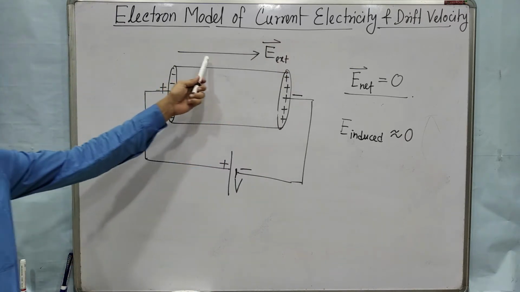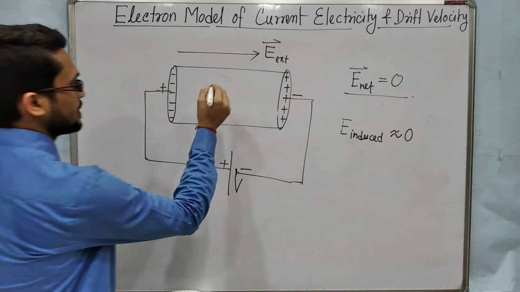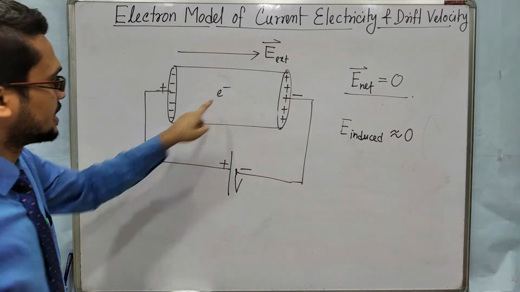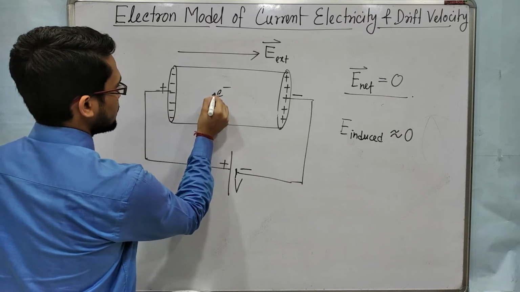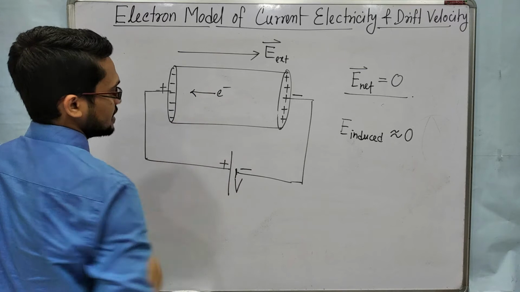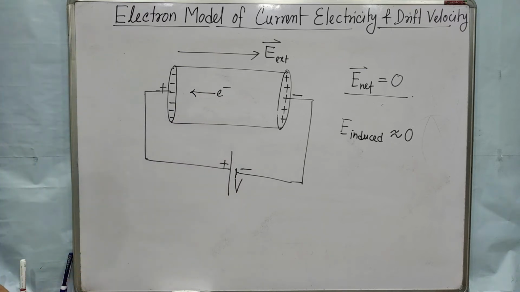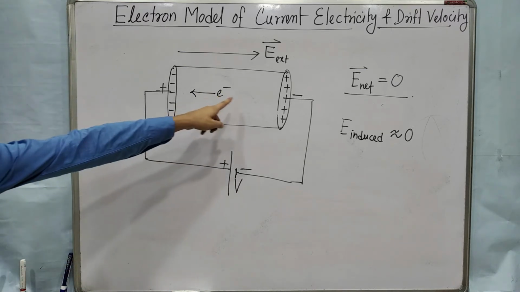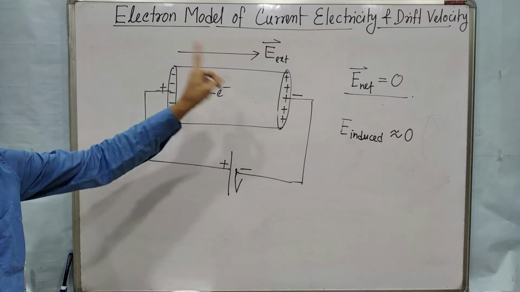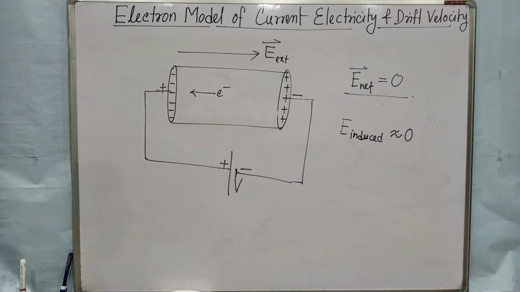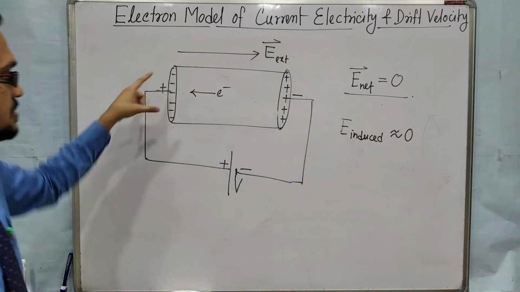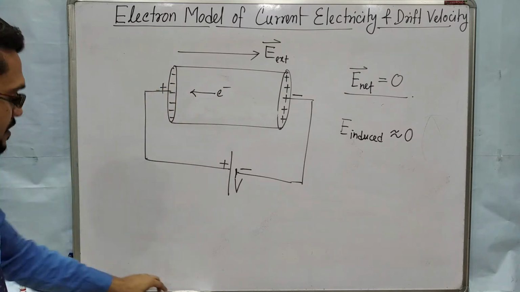And due to that external electric field, what will happen? The electrons will flow in a particular direction, which is opposite to the external electric field. All the electrons inside this metallic conductor will flow in the direction opposite to the external electric field, because E induced is almost equal to 0. There is no accumulation of charge at these two ends. Okay, no accumulation.